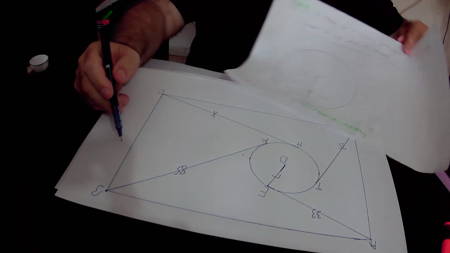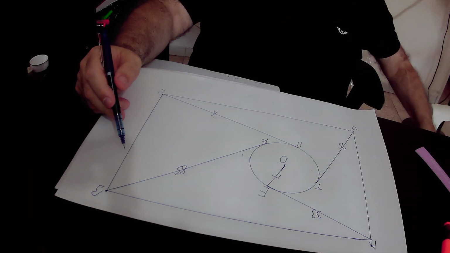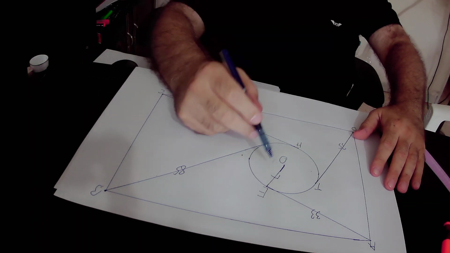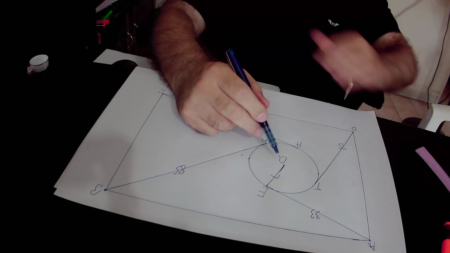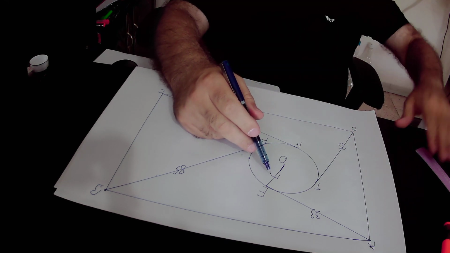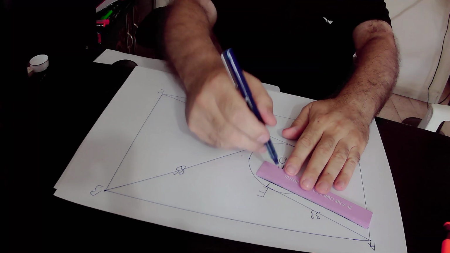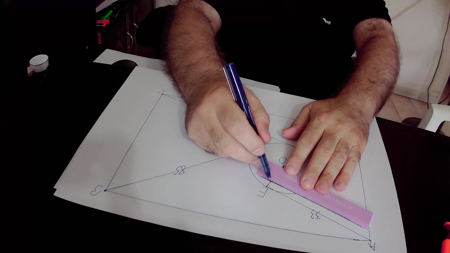We can implement rule number 1 in our drawing, because in our drawing we have the radius OE that is drawn to the point of tangency. Therefore, according to rule number 1, this angle will be equal to 90 degrees.